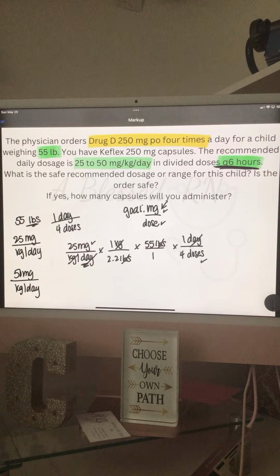Are y'all picking up what I'm dropping with putting together these puzzle pieces? Do y'all like it? Cool. Yes. Okay. Times 55 divided by 2.2 divided by 4.